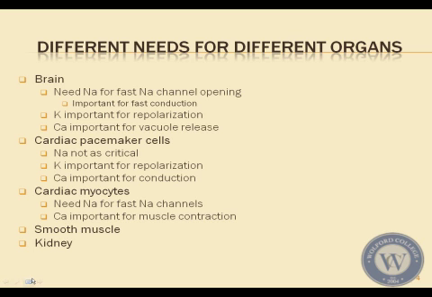Calcium is also important for conduction. If you look at cardiac myocytes, you remember that you need the fast sodium channels for these, and calcium is very important for their contraction ability. Potassium is also important for repolarization. Smooth muscle and kidney, again, have their own different needs. So that's one thing I want you to think about: think about the individual organ system when you think about electrolytes.